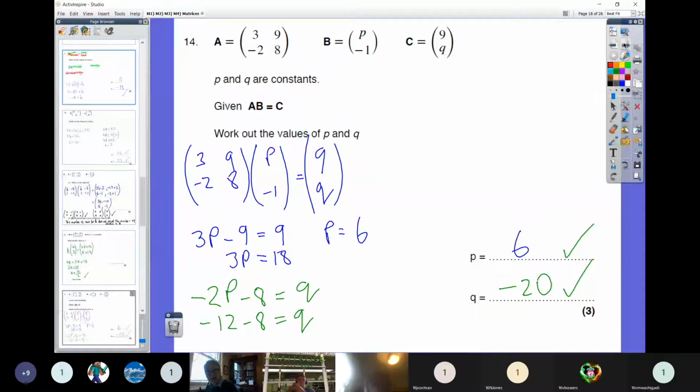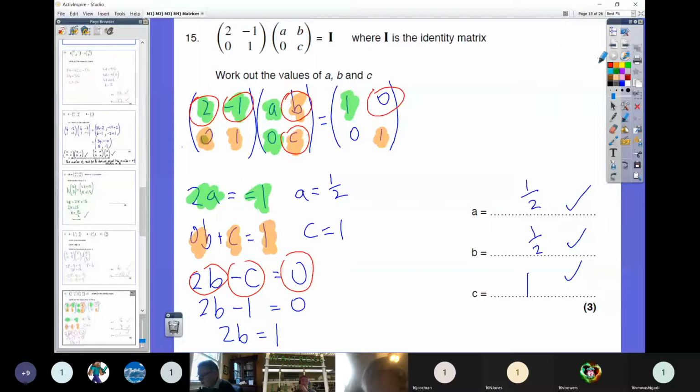Yes, and question 15, note that I haven't clicked through that. When we get to 15, just trying to pick out the key points. Notice how you've got to multiply stuff together and it equals I. Remember, I is 1, 0, 0, 1. So just go and set it up like that. Do your cross multiplying and what have you, and work out the numbers that are missing. It does get a bit trickier, but it's not impossible.